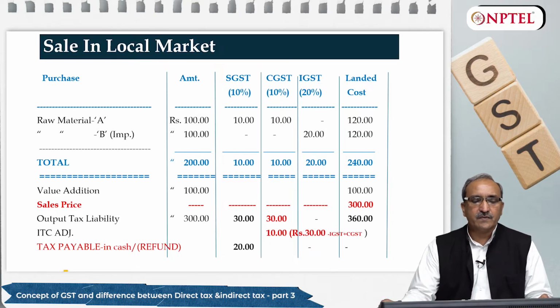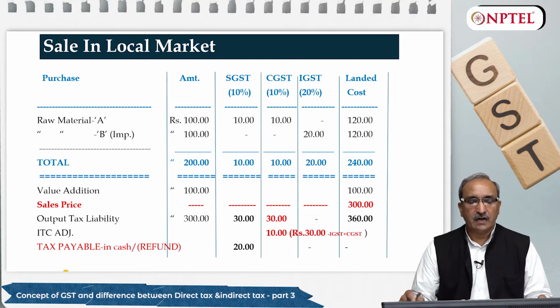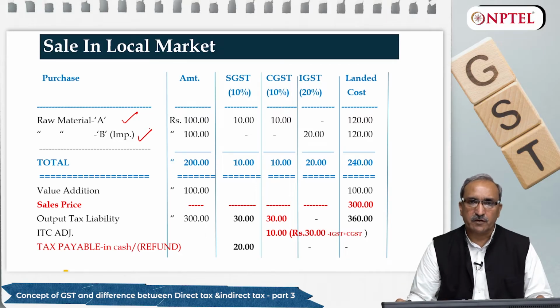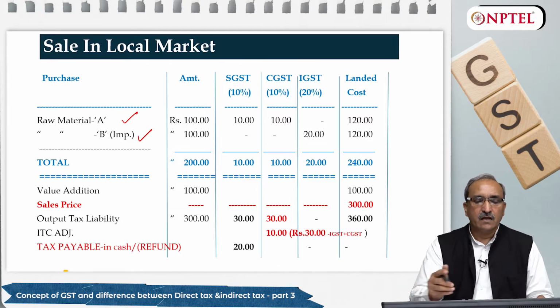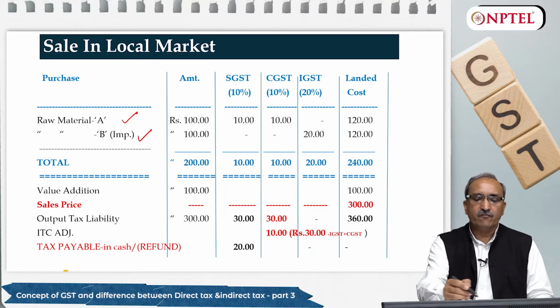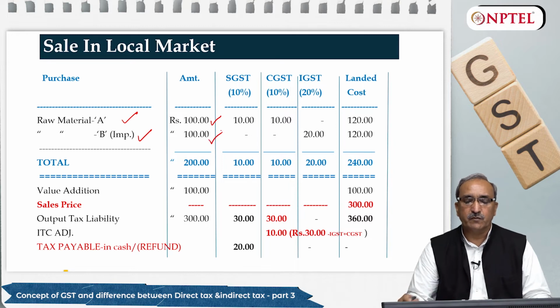So friends, here I am a manufacturer. I have two types of raw material. One raw material is A, another raw material is B. B is imported. Raw material A for my product means when I am going to manufacture a product, I need raw material A for rupees 100 and raw material B for rupees 100. So my raw material cost is 200 rupees.